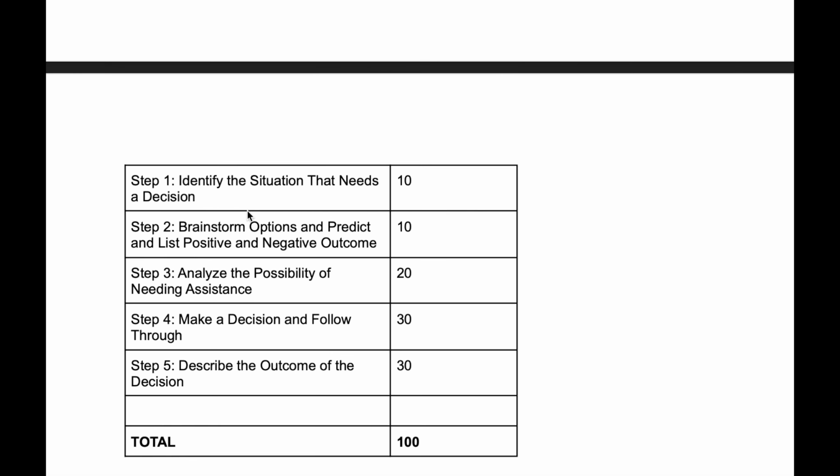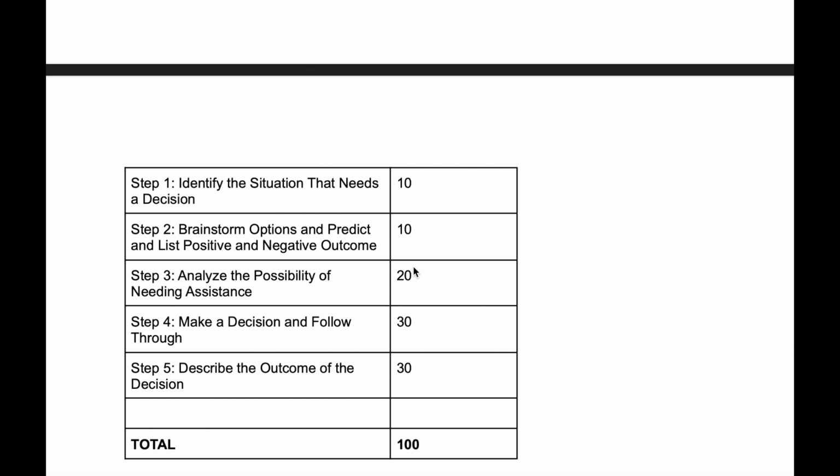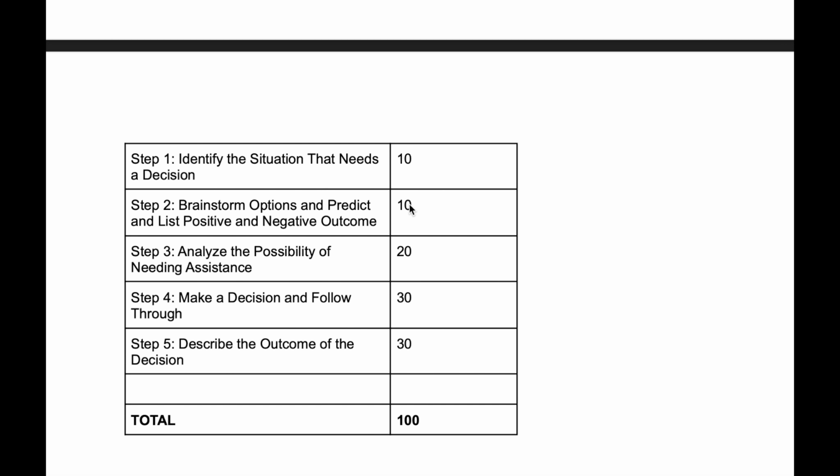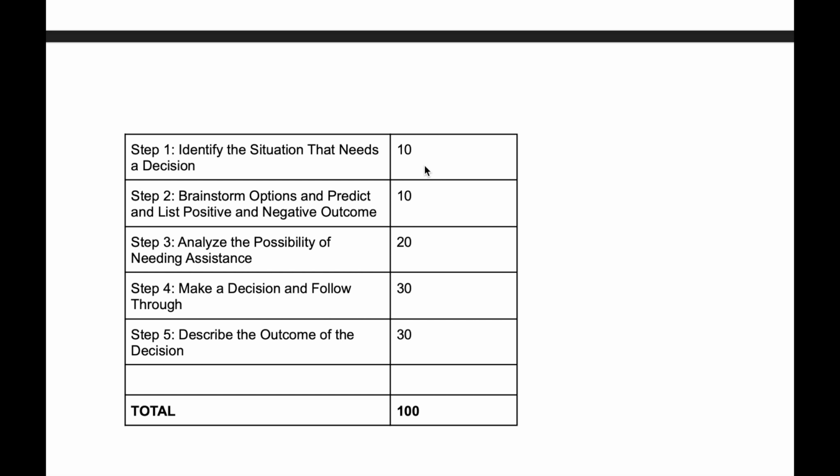So we have designed a grading system that helps the teacher to gauge which steps are more important and which are not. So for example, step 1, identify the situation that needs a decision, only has 10 points because this is the most basic thing that the student must do. And the highest will go to step 5, which is describing the outcome of the decision, because describing the outcome needs critical thinking and a lot of resources.